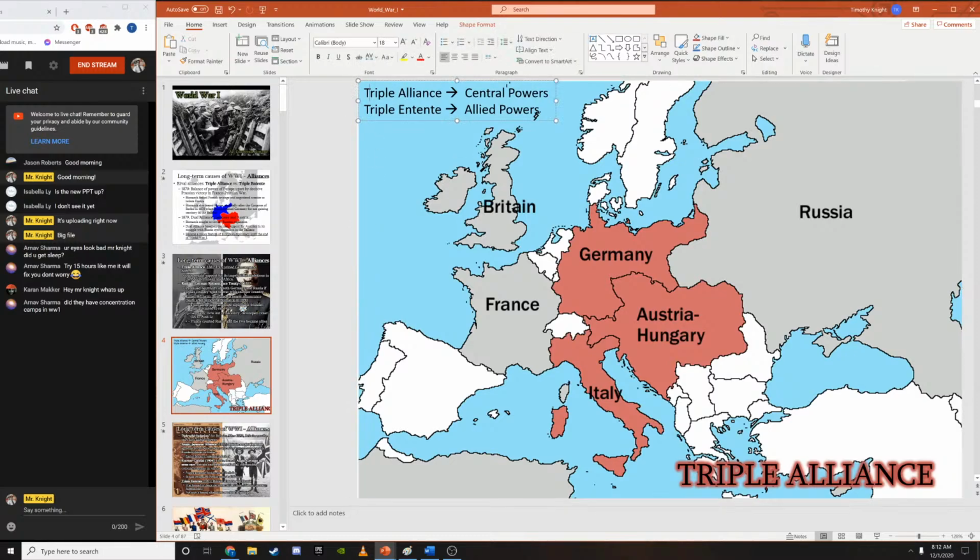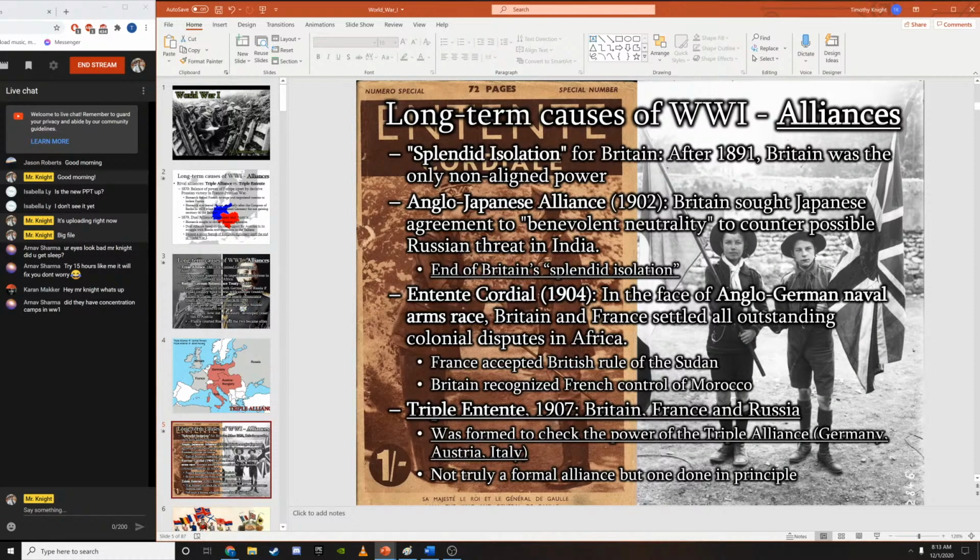So, once again, here's the reason it's confusing. You would think the Triple Alliance would rename themselves the Allied powers, right? But they don't. It's the Triple Entente that becomes known as the Allied powers, and the Triple Alliance becomes known as the Central powers. I know that that's unnecessarily confusing, but that's just how it is, okay? So, how does the Triple Entente get formed? Well, we're going to talk about it.